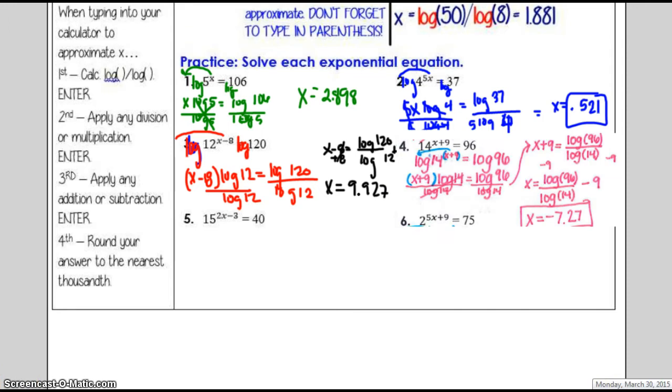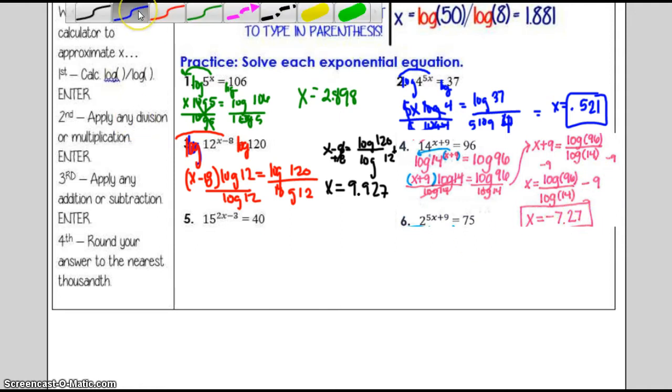All right, so let's check number 4. So what we've got is log on both sides. Then you're going to move that x plus 9 out front, and then we're going to divide by log 14. So once we divide by log 14, we have x plus 9 equals log 96 over log 14. So to get that x alone, we've got to subtract 9 after we divide this. So in your calculator, type log 96 over log 14 and divide, and then enter, and then minus 9 as your last step to get your final answer.